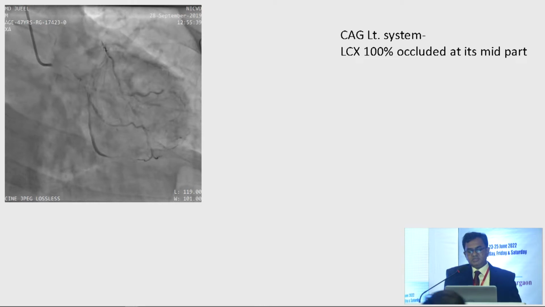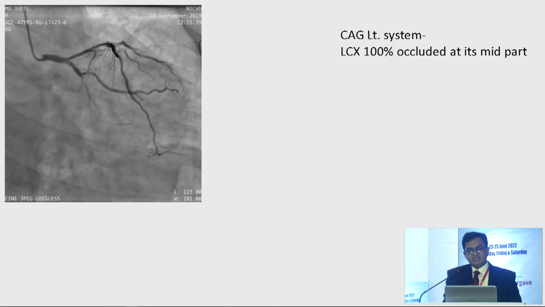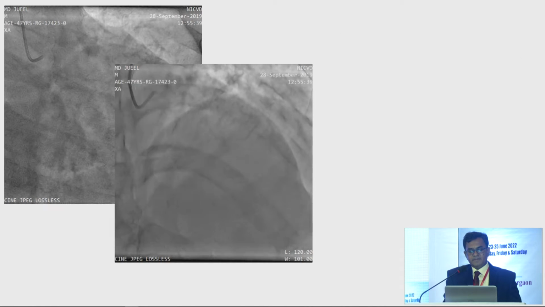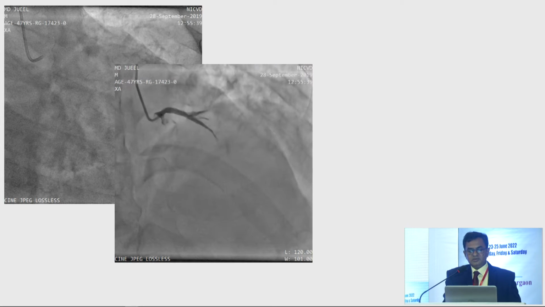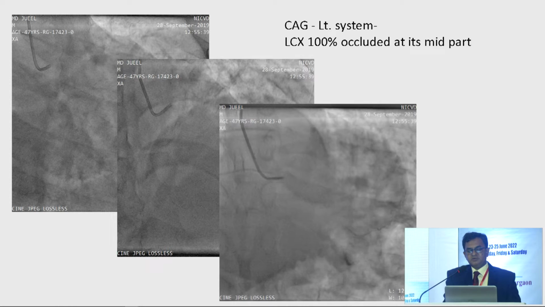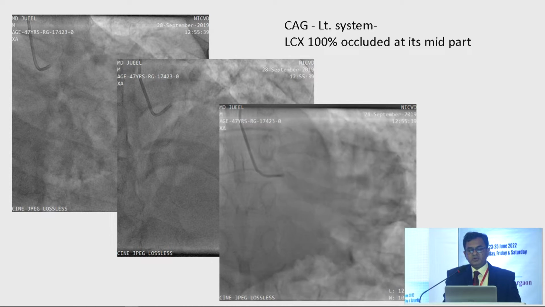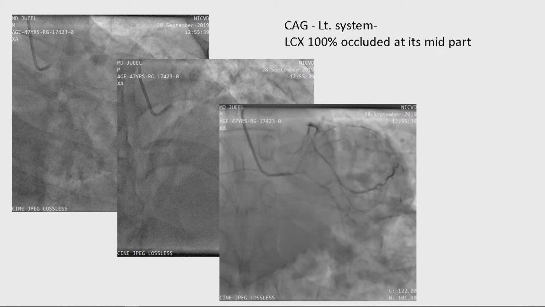In this view, we see there is 100% occlusion in the LCX in its mid part. Left main is normal. LAD, a type 3 vessel, is normal. LCX is 100% occluded in its mid part. While doing this angio, we looked at the pressure curve, and suddenly the pressure showed nothing, pressure 0.